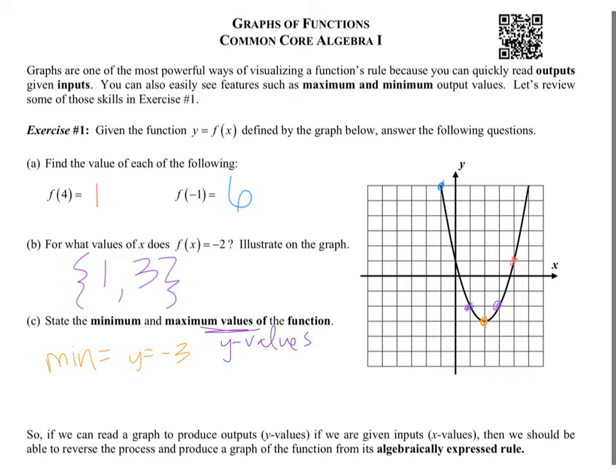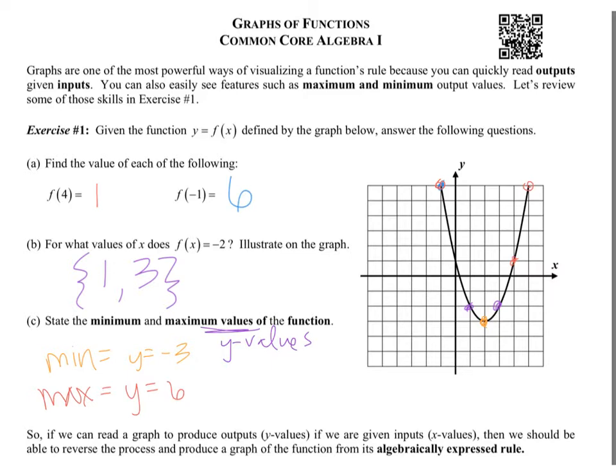And then we need to look at the maximum. So the highest that this one goes. You'll notice that the graph doesn't have arrows on the ends, so that means as high as it goes. And as high as it goes, so the maximum is y equals positive 6.